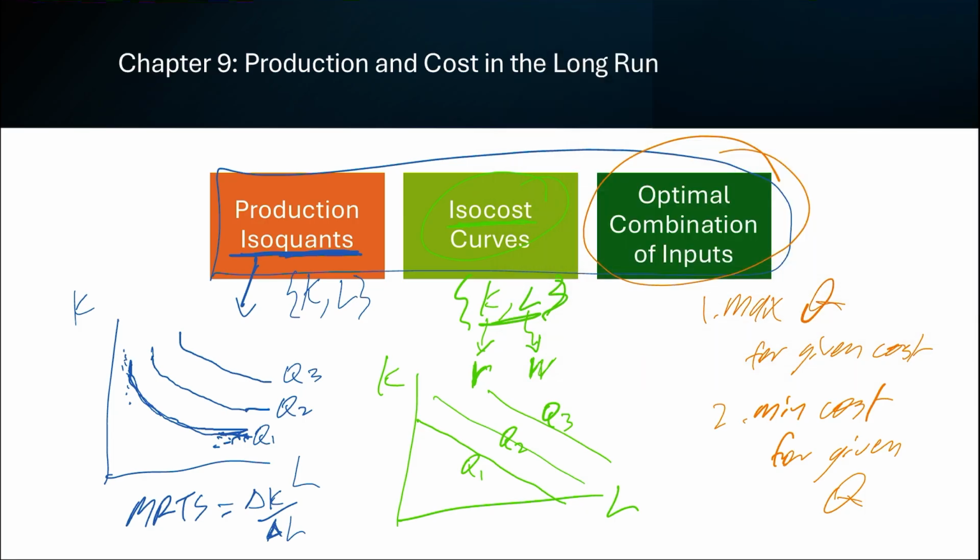And so if we combine these two, imagine we have these isocost curves. We're going to think about some kind of point of tangency here, kind of related to our idea of marginal benefit and marginal cost, where we're going to want the slope of the isoquant to equal the slope of the isocost curve in order for us to be efficiently using our inputs.